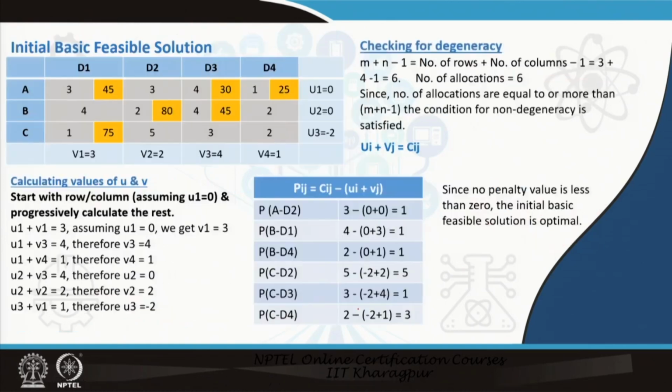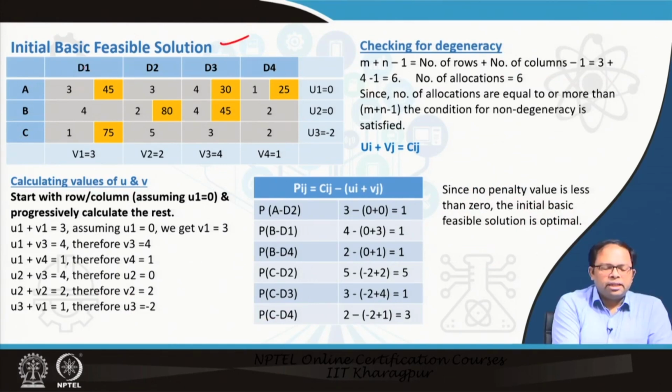Let's explain through an example. Let's assume this is an initial feasible solution. We have A, B, C, 3 supply points, and D1, D2, D3, D4 are the delivery locations. These are the allocated values: from A to D1 there is 45, A to D3 there is 30, and A to D4 there is 25. All the costs are also given. From B it is 80, 45, and from C it is 75.